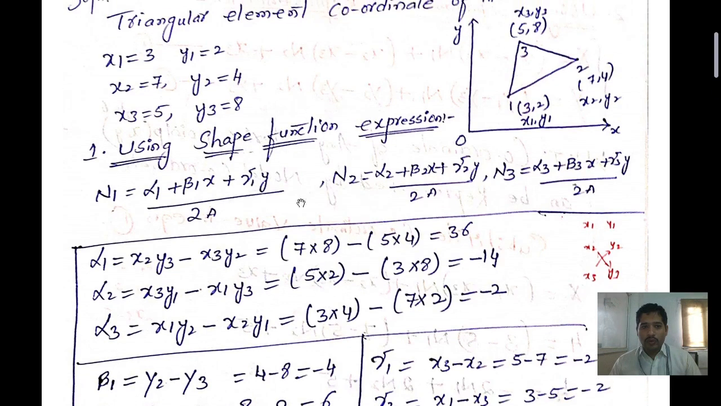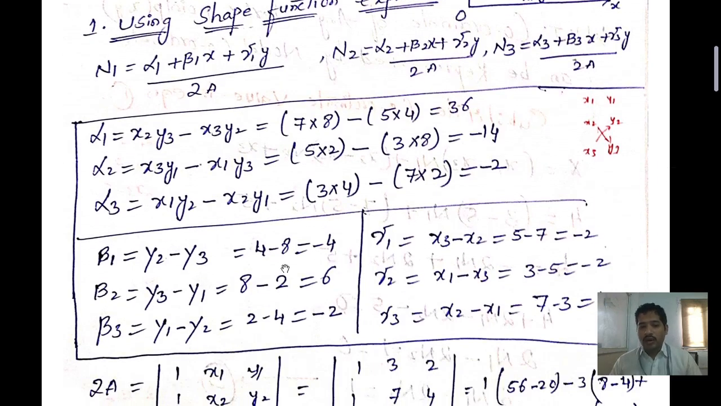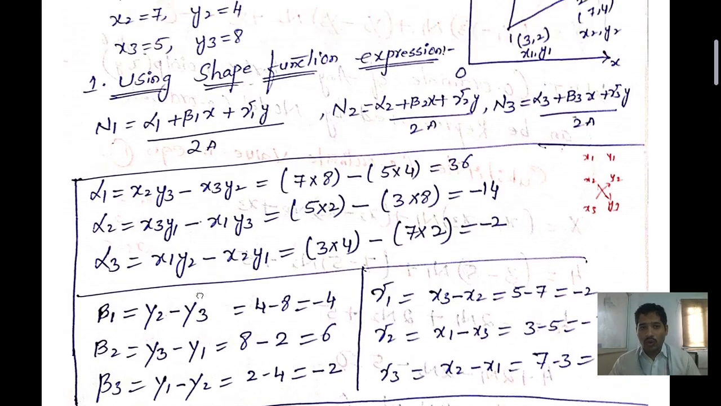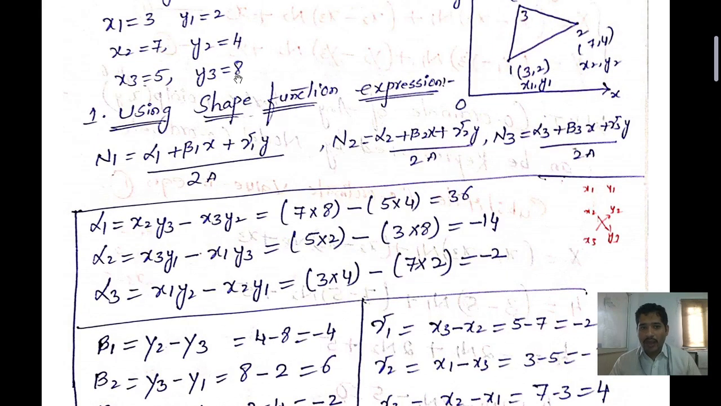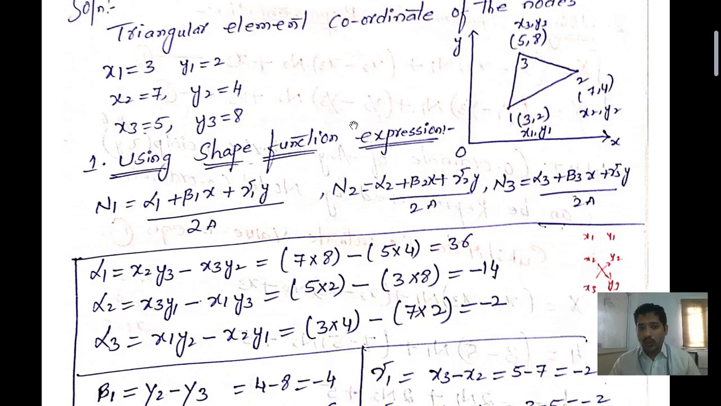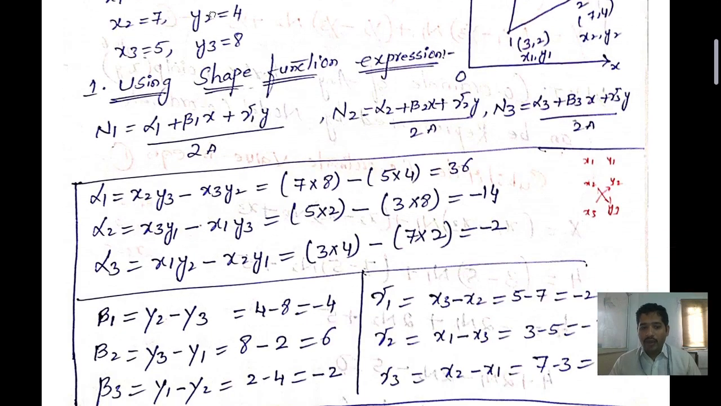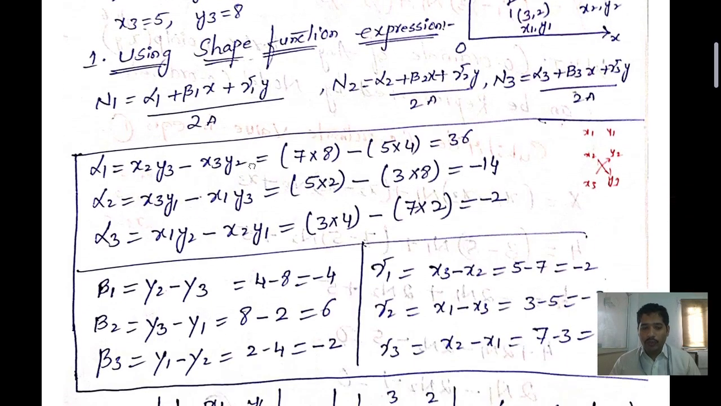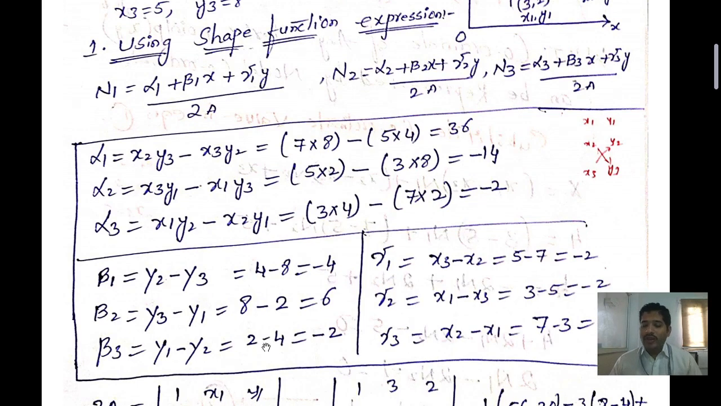Beta 1 equal to y2 minus y3. So y2 is how much? 4 minus of 8 equal to minus 4. Beta 2 is equal to, because we need to eliminate the second row, the remaining is y3 minus of y1. So 8 minus 2 becomes 6. After that, we are talking about beta 3. In that, we need to eliminate this third row. Remaining is which one? y1 minus y2. So y1 is how much? 2 minus of 4. It becomes minus 2.